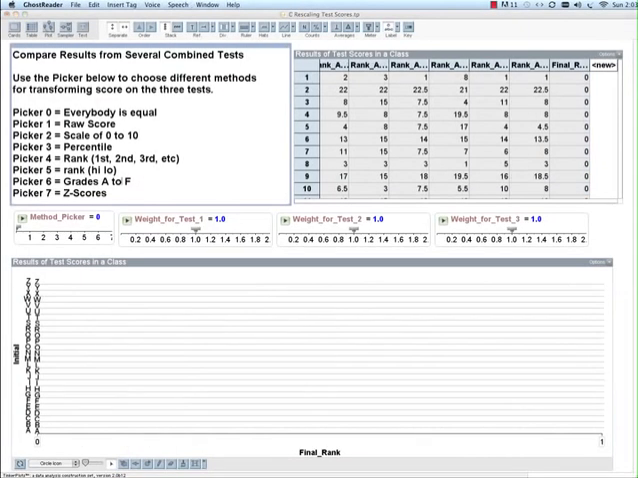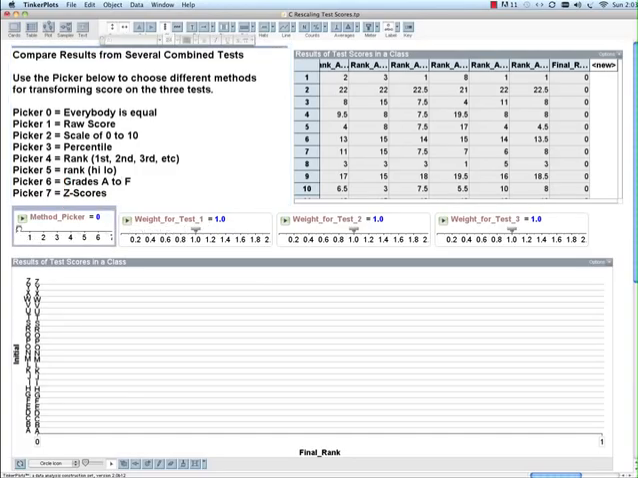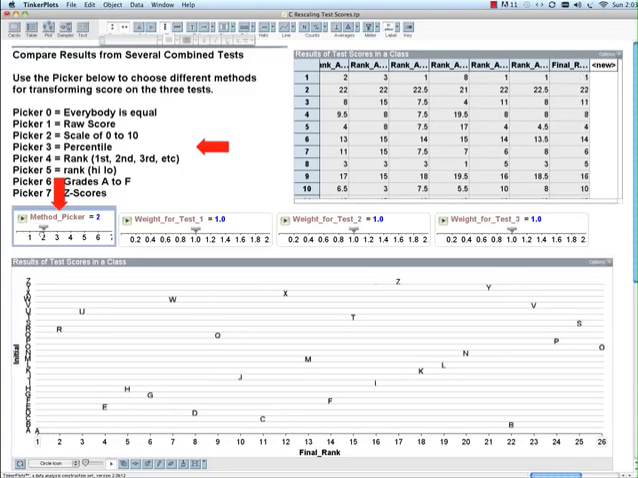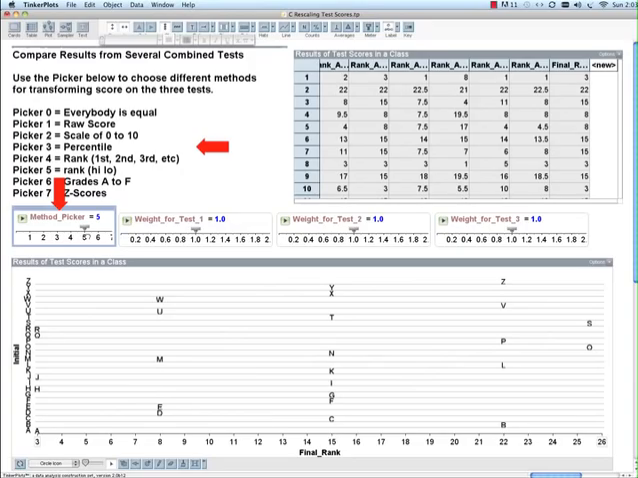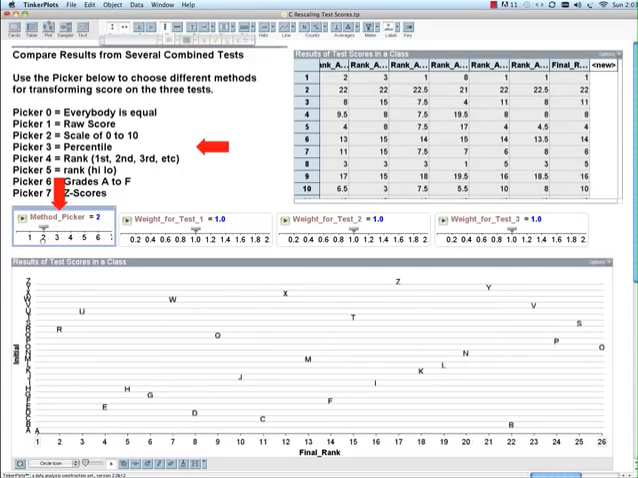To make it even easier to see how results vary significantly, depending on how the data are scaled, you can use this slider to quickly switch from one method to another. Notice how much the ranking of students depends on whether their test scores were scaled from 0 to 10, or converted to percentile scores, or ranked from first to last, or marked high, middle or low, or assigned grades from A to F, or converted to Z-scores.